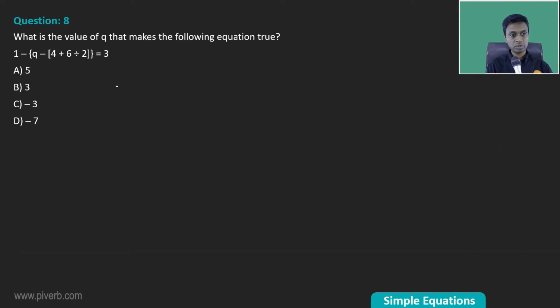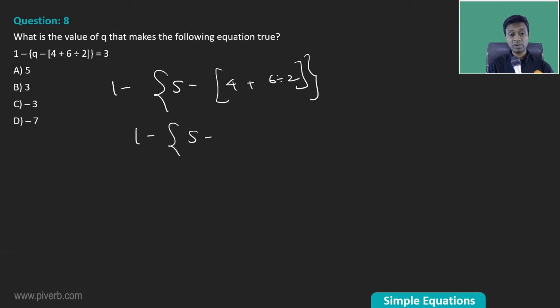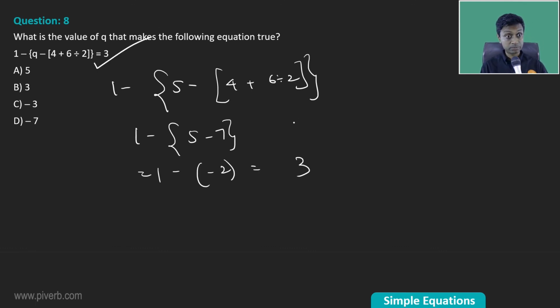Just going to substitute this. 1 minus (5 minus (4 plus 6 divided by 2)). What is this equal to? 4 plus 3 is 7. 1 minus (5 minus 7). This is 1 minus minus 2, which is 3. That works. So that equation holds good. That's what we're looking for.